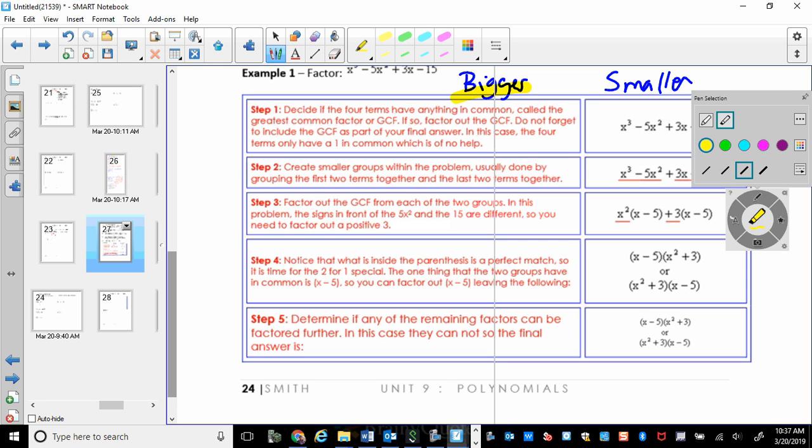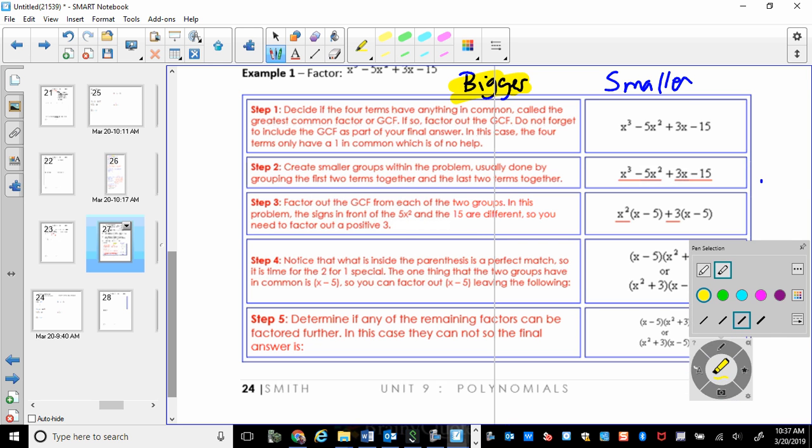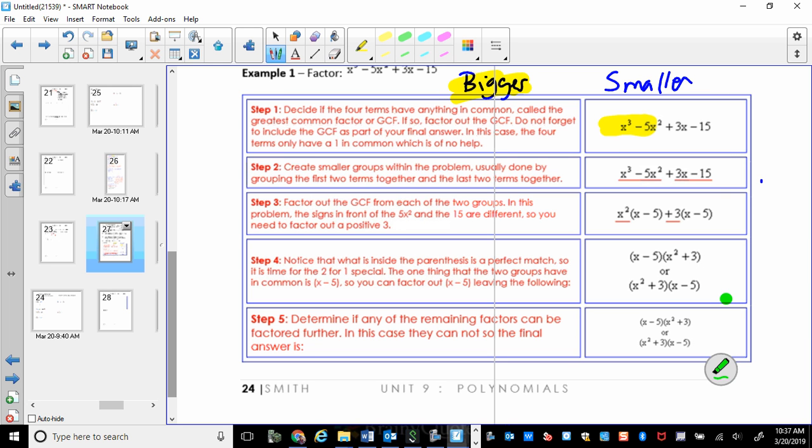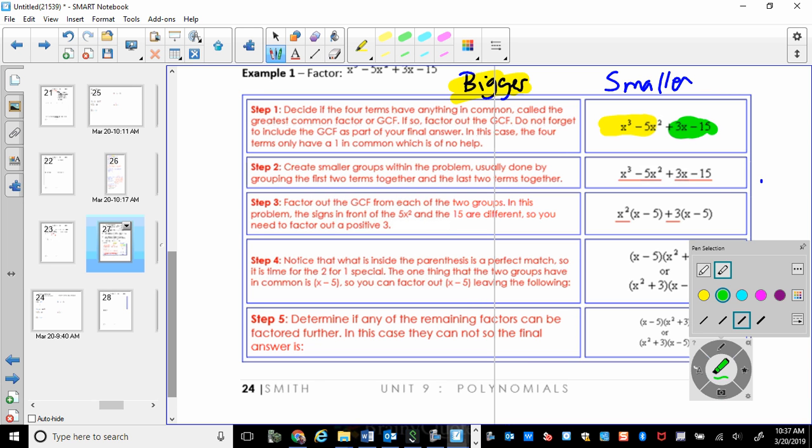So bigger, I'm going to highlight yellow. So your biggest x terms, those are the ones with the highest order, the highest degree. It's going to be x cubed and negative 5x squared. My smaller would be 3x and the constant negative 15. So they group them. That's the grouping. Write a little note. Don't look at all these words. It's too much for you. I'm overwhelmed right now.